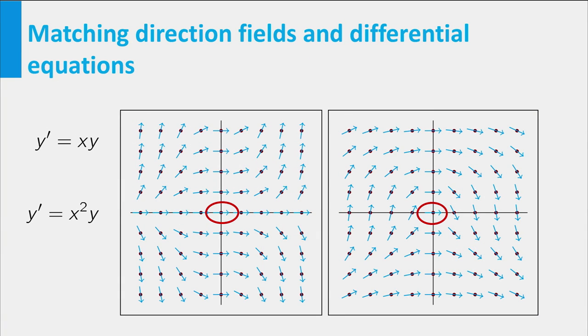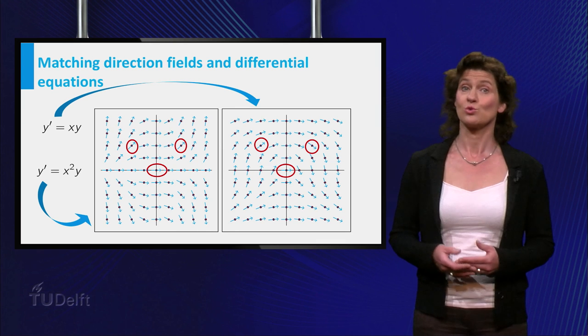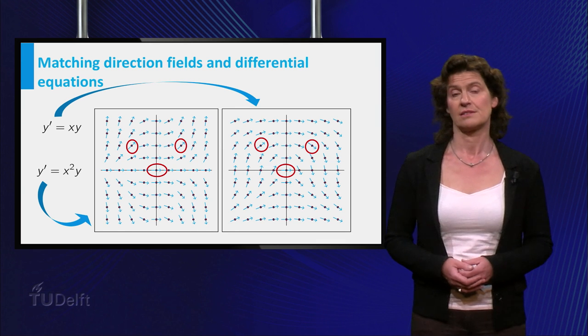Where are the differences? Well, if you look at the points (1, 1) and (-1, 1), you see that in this picture the arrows have the same directions. Whereas in the other picture, their directions have opposite sign. So, you can conclude that the first picture corresponds to the second equation.